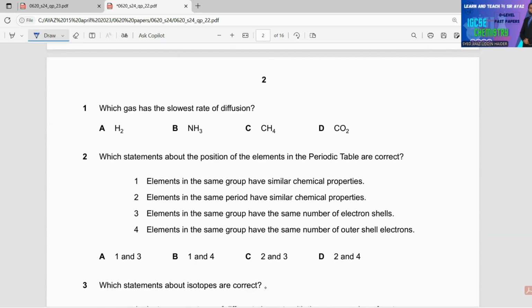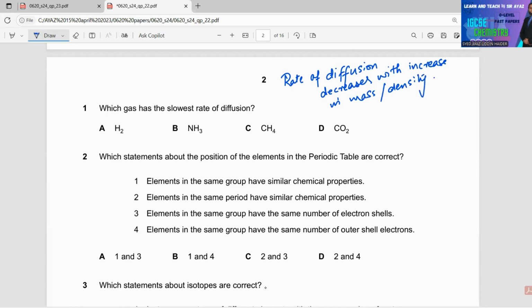Which gas has the slowest rate of diffusion? We have H2, NH3, CH4, CO2. The rate of diffusion depends on the size, mass, or density of the particle. If the mass is high, then the rate of diffusion will be slow. Rate of diffusion decreases with increase in mass or density.